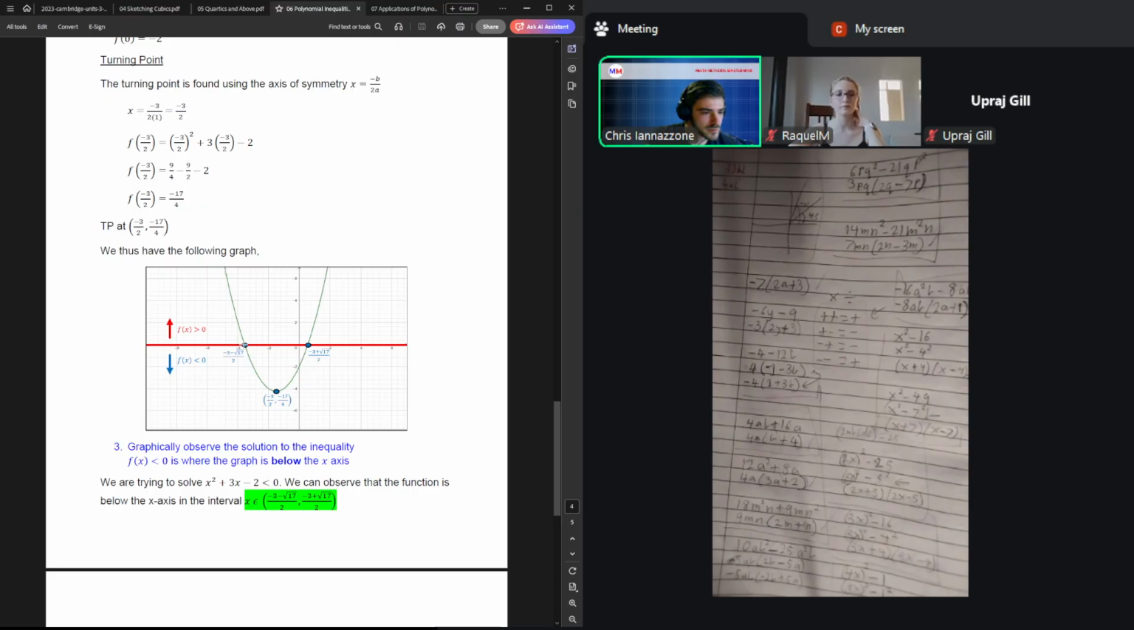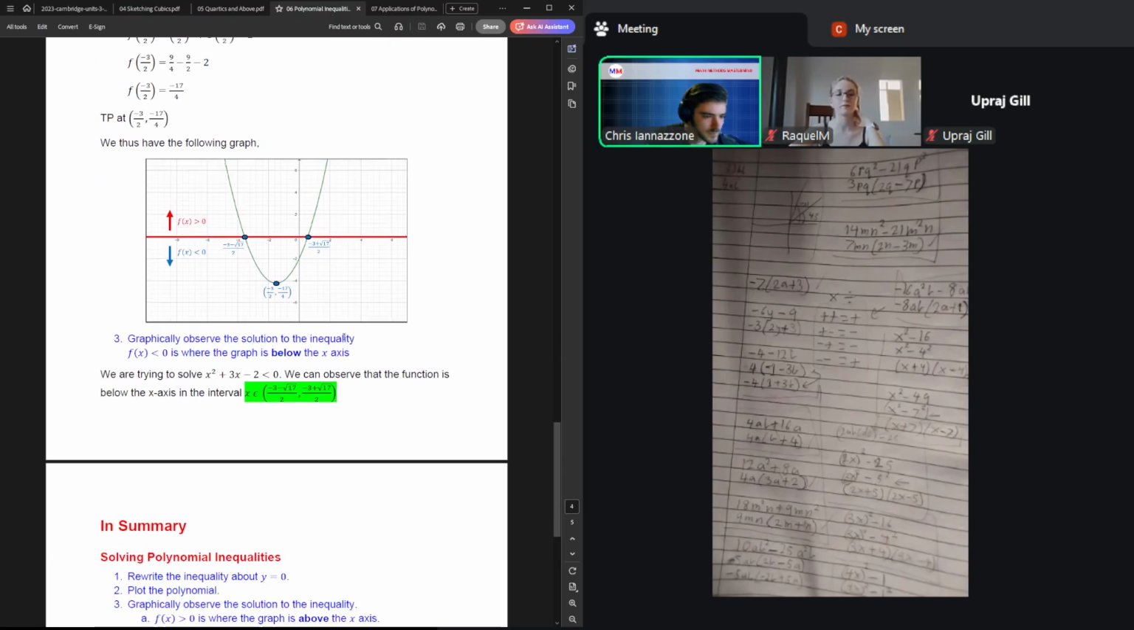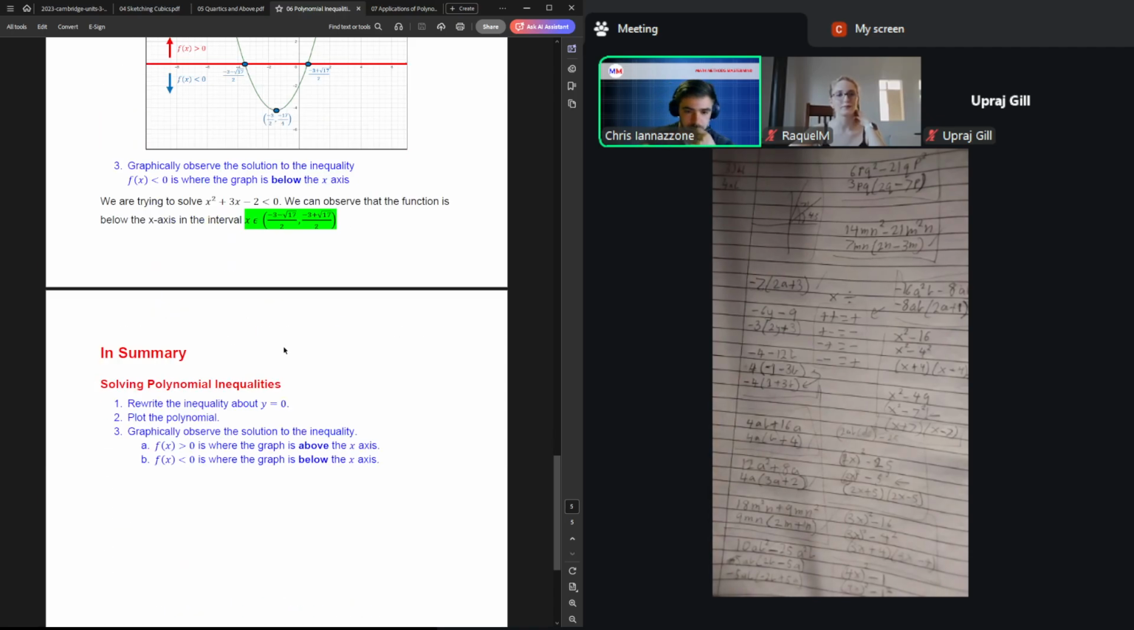If I want it to be above, I would say everything left of there and everything right of there. Very short thing. It's just using all the graphing stuff that we've just learned and then applying that to if you had an inequality. Cool?